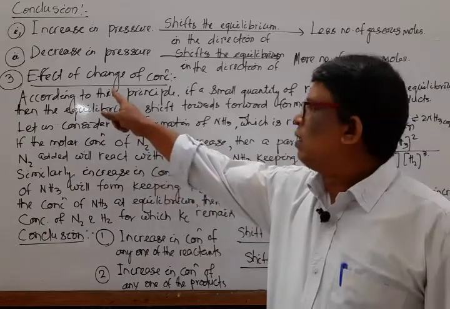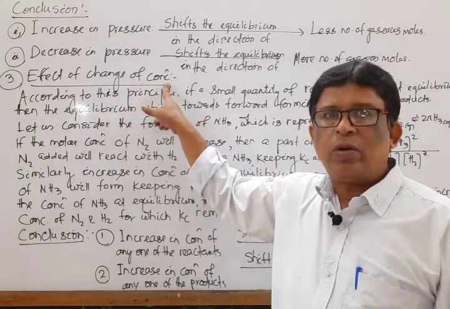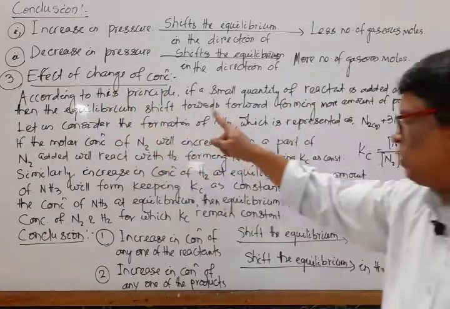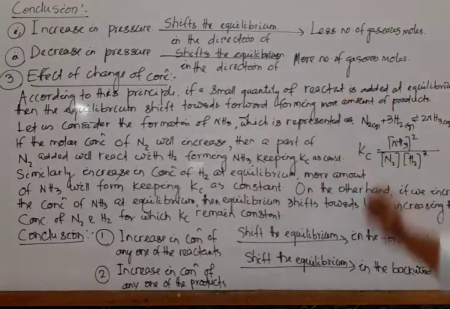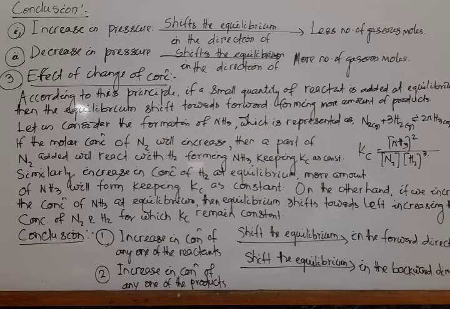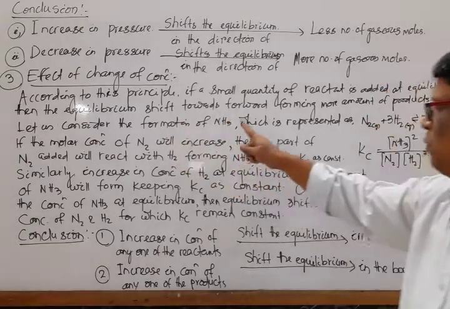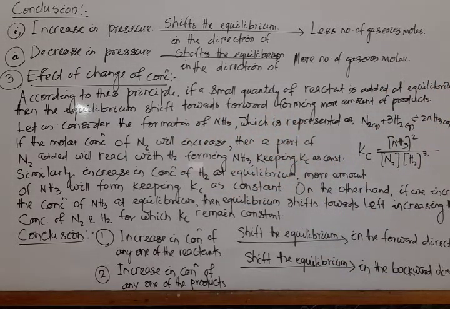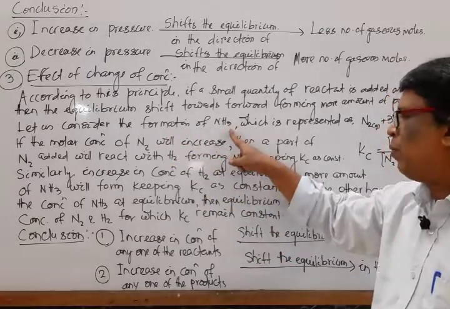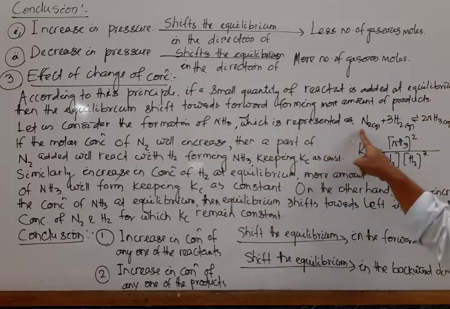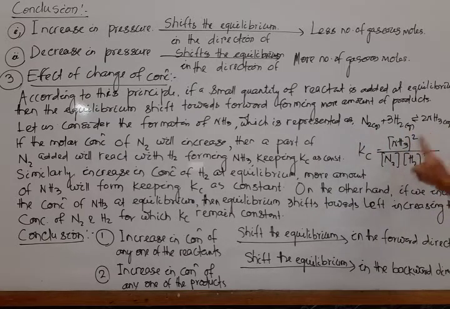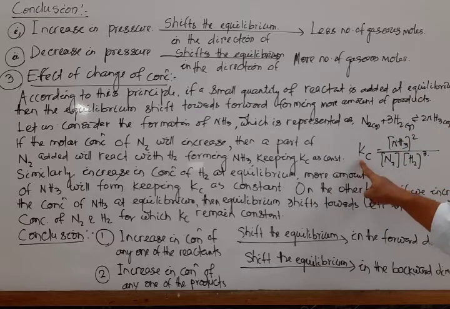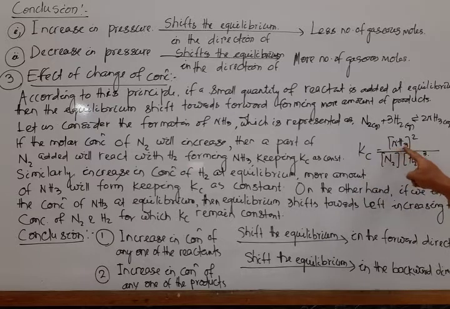Next, third one, effect of change of concentration. According to this principle, if a small quantity of reactant is added at equilibrium, then equilibrium shifts forward, forming more amount of product. Let us consider the formation of ammonia, which is represented as N2 plus 3H2 gives rise to 2NH3, and equilibrium constant expression Kc is equal to concentration of NH3 power 2 divided by concentration of N2 into concentration of H2 power 3.